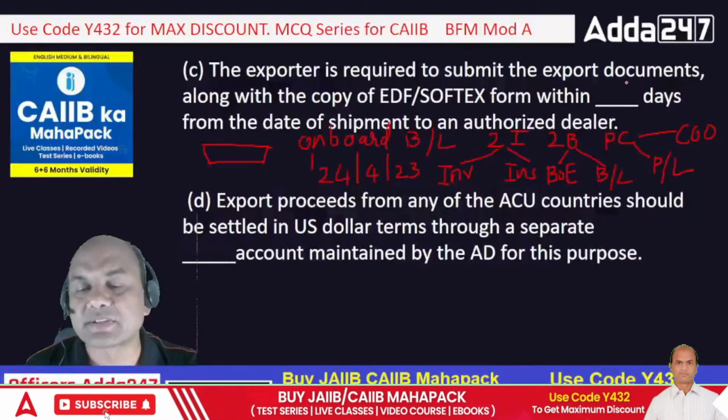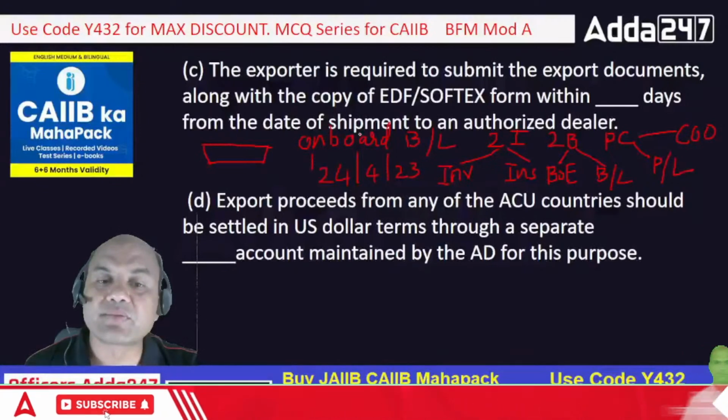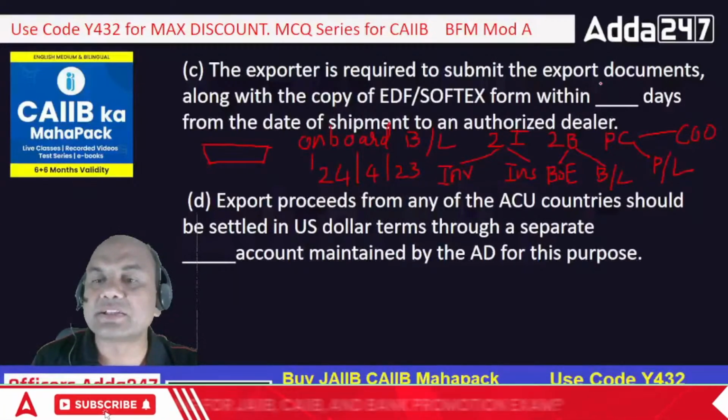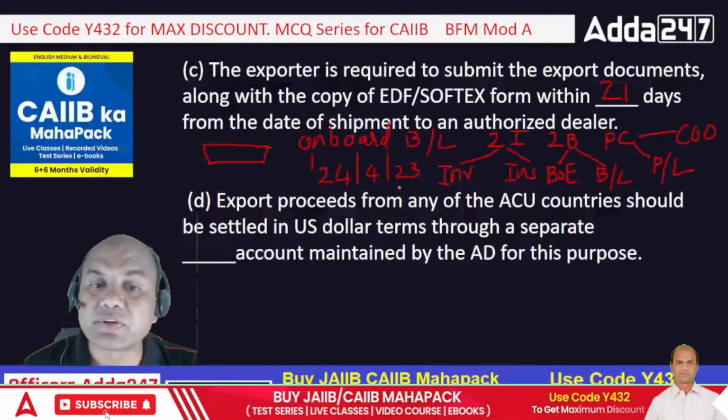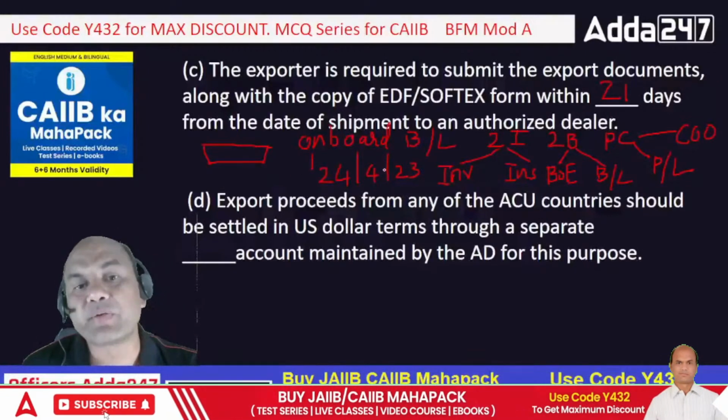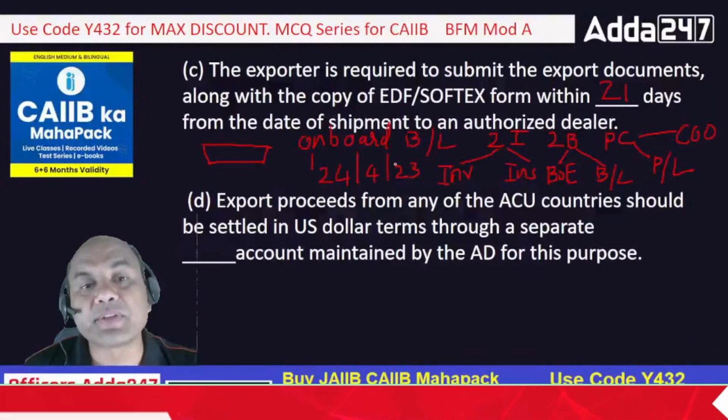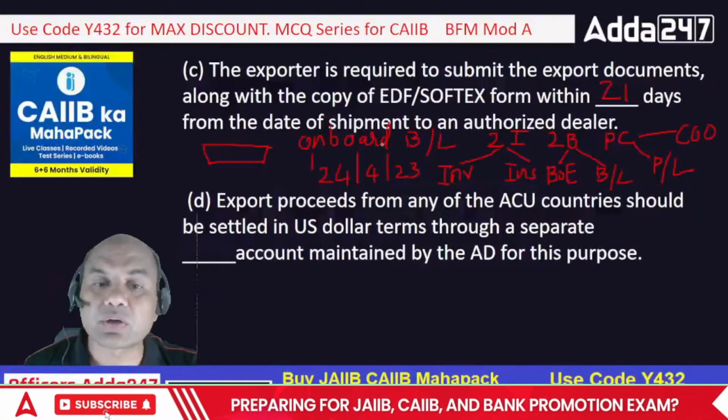So within how many days? It is within 21 days. 21 days from 24/4. So should I leave this 24/4? Yes. My 21 days start from the 25th, the next day. The 24th is not counted in that.